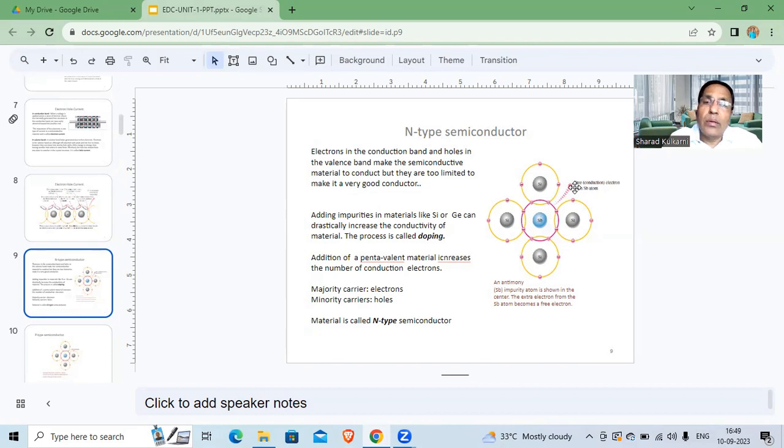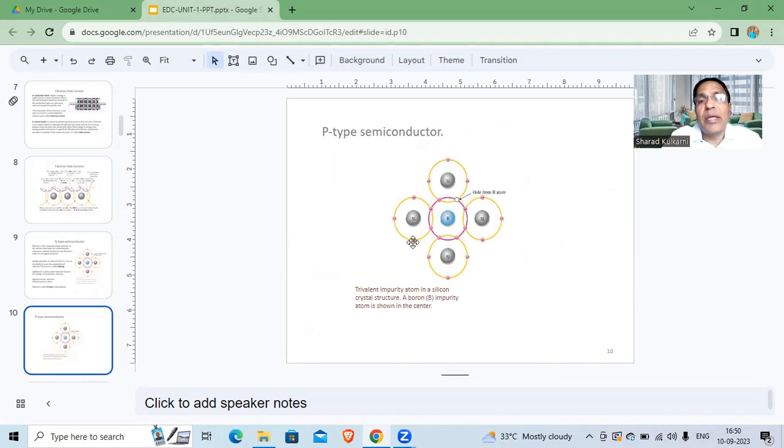If we add a few pentavalent metallic impurity atoms, it generates that many electrons, and the electrons will be available in the conduction band, and thus the conductivity of the semiconductor is improved.